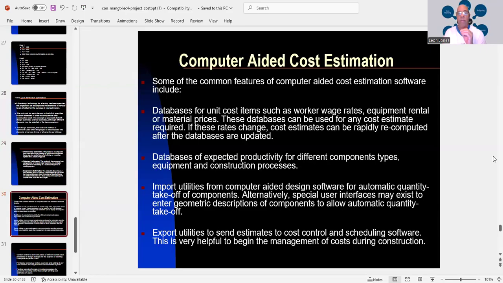Now, databases of expected productivity for different component types, equipment, and of course, construction processes. Then you can import utilities from computer-aided design software for automatic quantity takeoff components. Alternatively, special user interfaces may exist to enter geometric descriptions of components to allow automatic quantity takeoff. And then you have export utilities to send estimates to cost control and scheduling software. Now, this is very helpful to begin the management of costs during construction.